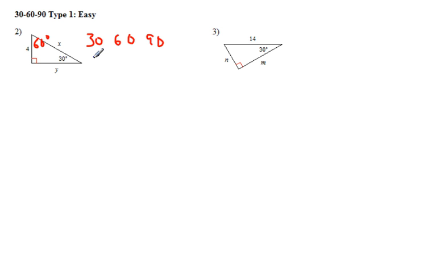Across from the 30 is your x. Across from your 60 is x root 3. And across from 90 is 2x. The easy problem is when you see 4 opposite from the 30. So that means you got a 4 in place of your x. That means across from the 60, or opposite from the 60-degree angle, is 4 root 3. And across from your 90-degree angle is 2 times 4, also known as 8.